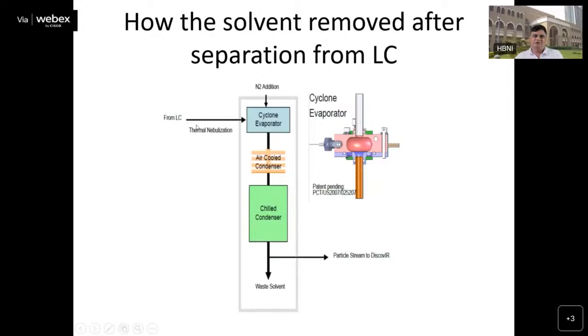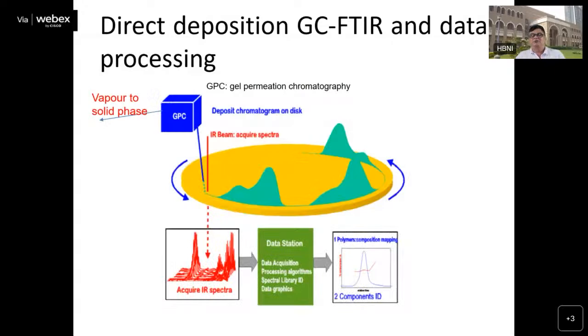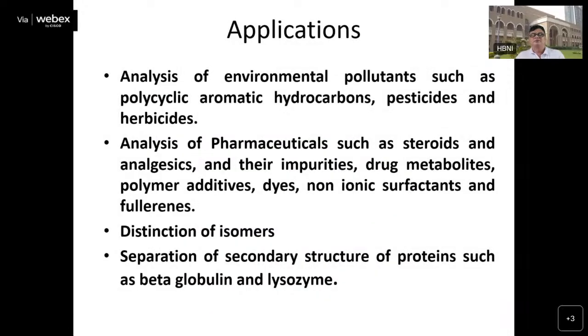The mixture solution comes out from the LC. Then thermal nebulization takes place. It is fed to the cyclone evaporators, and air-cooled condensers are there, so whatever solvents are present will be chilled and condensed, and the waste will come out here. After that, the solid sample is taken for the analysis. Then again, these are certain applications of LC-FTIR.